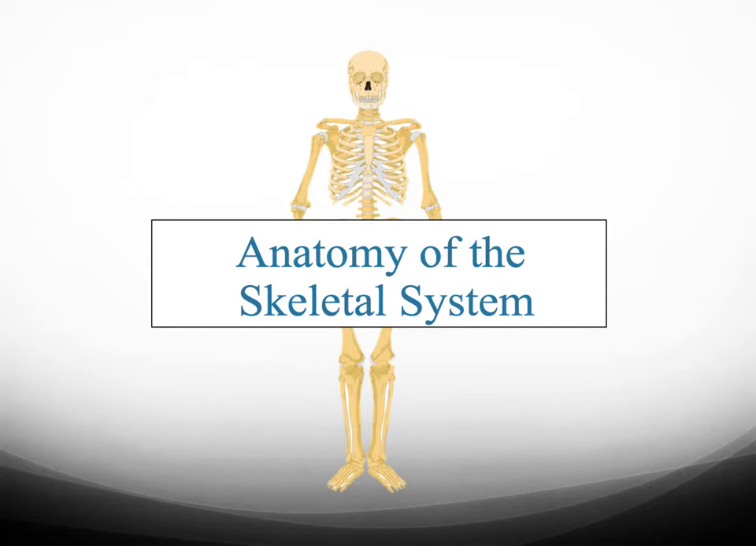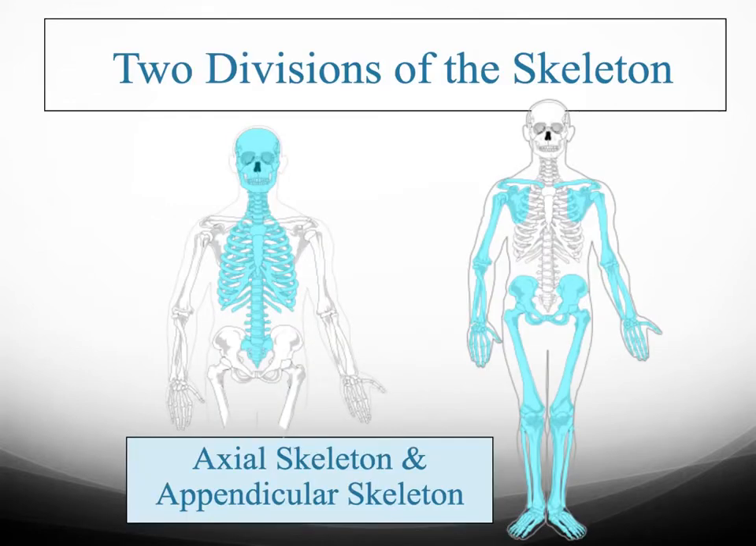Okay, let's look at the anatomy of the skeletal system. There are two main parts that you need to know. The axial, which is composed of bones that make up the longitudinal axis from skull to coccyx, and the appendicular, which is composed of bones of the appendages, the arms and the legs, and the girdles, which attach themselves to the axial skeleton.